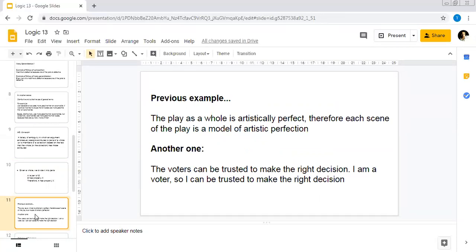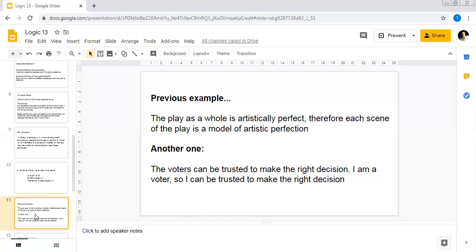Okay? Similarly, this is another good example. I think it's very relevant. So if we say the voters can be trusted to make the right decision, right? In a democracy we don't say that whatever decision the public makes will be the right decision. So if I say that I am also part of the public, so whatever decision I make will also be right, then that would be a fallacy of division. Just because the whole has some property X, that doesn't mean that the parts or the individuals in that whole will have the same property.